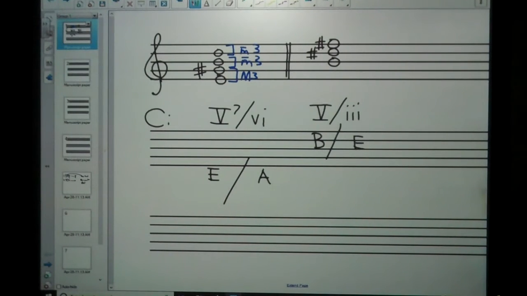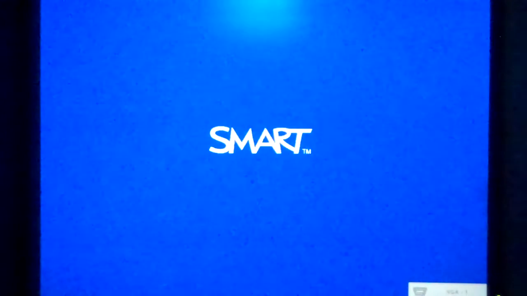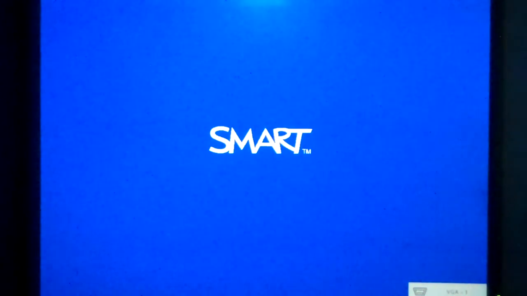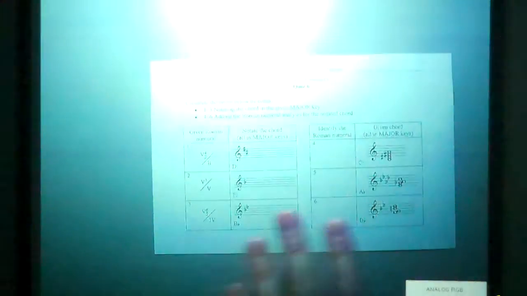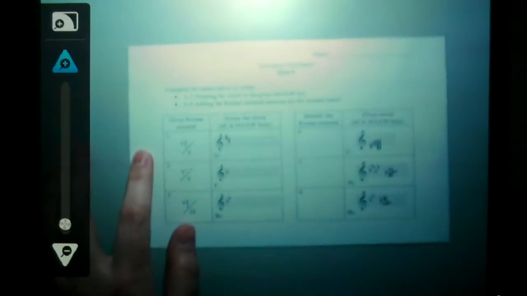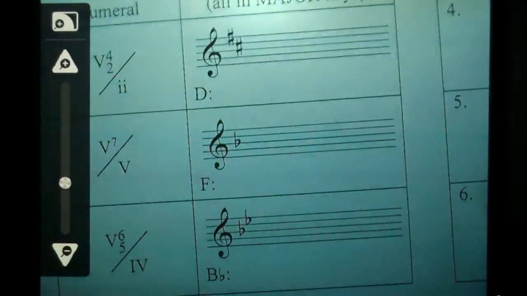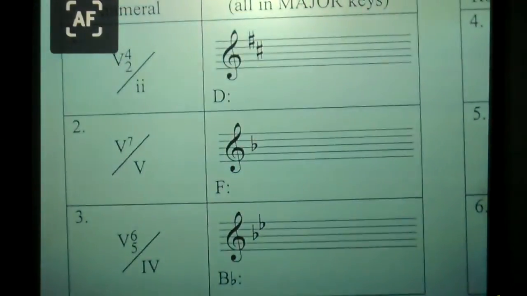Alright, let's go through one more example that I have on a separate piece of paper, which I will show you on the screen here. And we'll go through, once again, the 3 steps that are found in your textbook on page 258, the 3 steps on how to spell a secondary dominant chord.